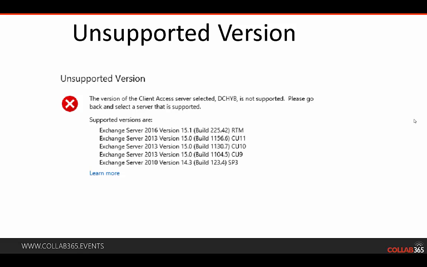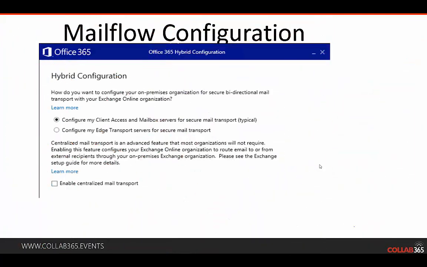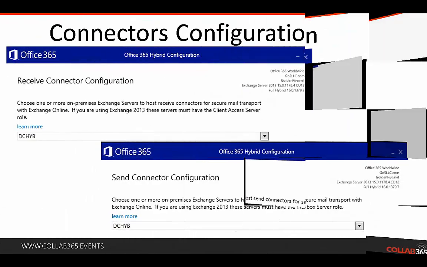The next slide shows the unsupported version. It showed me that this is an unsupported version because it has a non-supported CU. So you have to be on the supported CU version. Then comes the mail flow, where you have to select whether you just want to deliver to the client access or mailbox server in Exchange 2013 and only the mailbox server in Exchange 2016, or configure an edge transport where you want to receive the email. These are the only two options. All right, choose any one, move on.